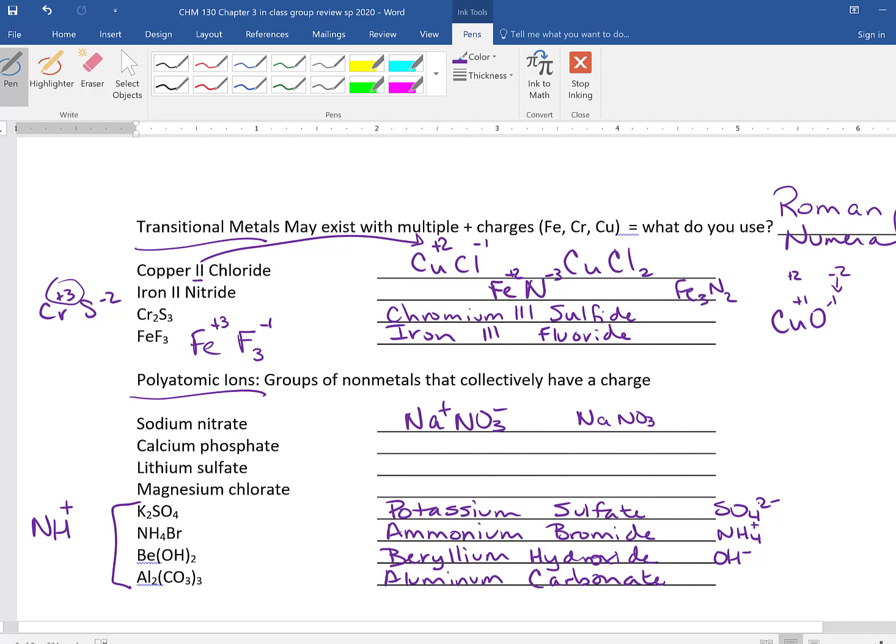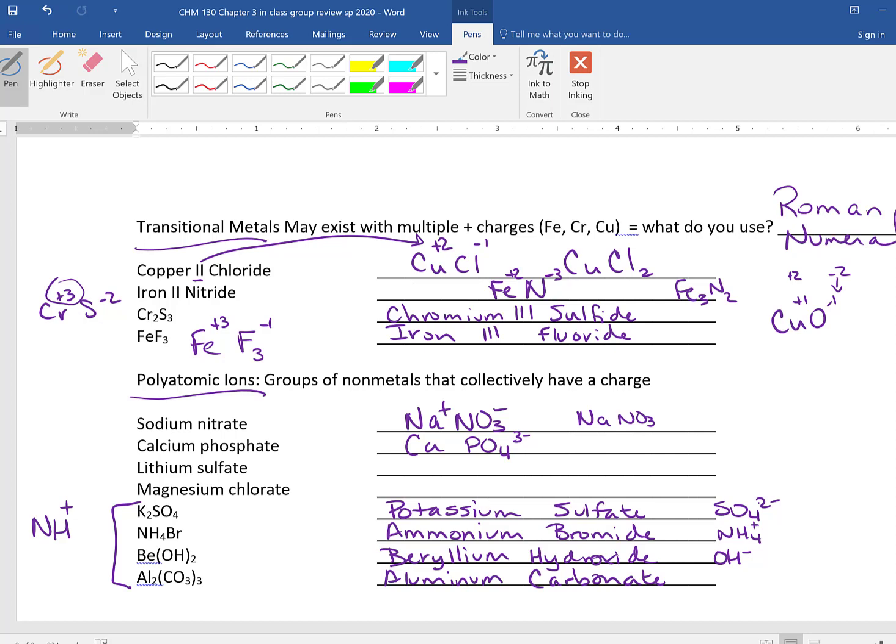Calcium phosphate. Calcium is Ca. Phosphate. It's a 3- or a -3. Don't care which way you write it. I flip back and forth myself. Just 3 negatives somewhere. After that PO4, that's the phosphate.